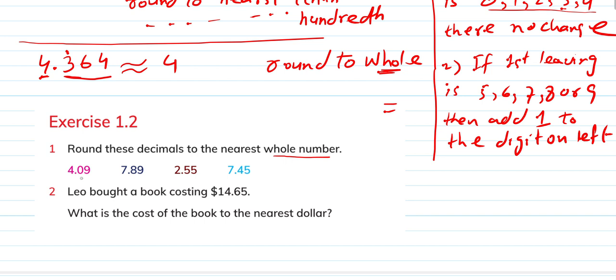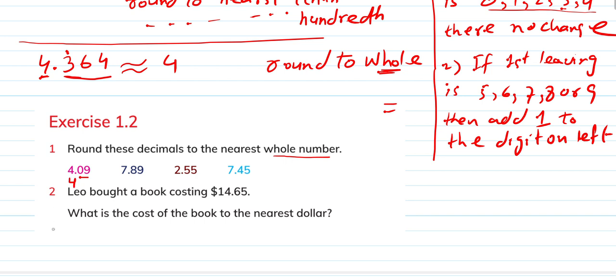For example, in this one, everyone please, you have to leave the decimal part. Now what is the first leaving in this one? 0. And 0, no change. Mean this will be just 4.